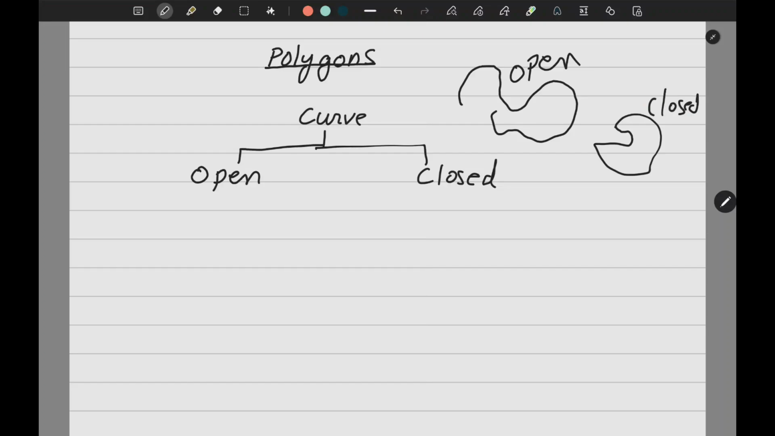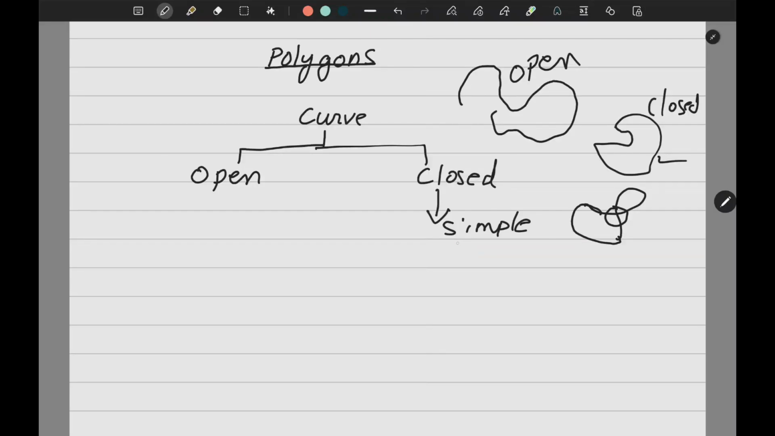Now in closed curves also, we have simple curves and curves that are not simple. What is a simple curve? A curve which does not cut itself. For example, this is also a curve, but it is not a simple curve. And if I make it a closed curve also, it is not a simple curve because it is cutting itself. Simple curve means it will not cut itself. Like this is a simple curve.